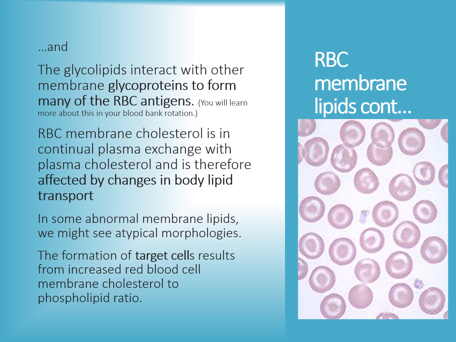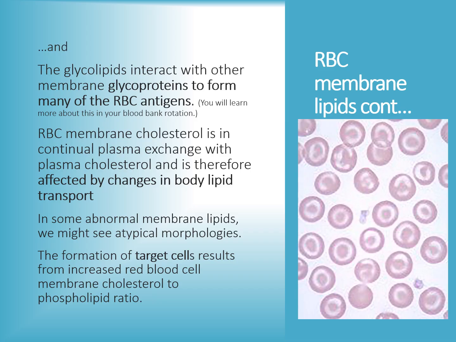In addition to that, the glycolipids interact with other membrane glycoproteins to actually form many of the red blood cell antigens that are living on the surface of the cells. These are inherited through your parentage, and each person has a little bit of a different variation. You'll learn more about this in blood bank, but when we talk about blood types, not only are we talking about our ABO blood type, we're talking about RH, and there are multiple other antigens that are very specific to each and every person's red blood cells.